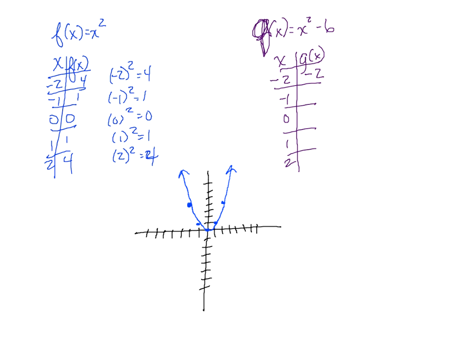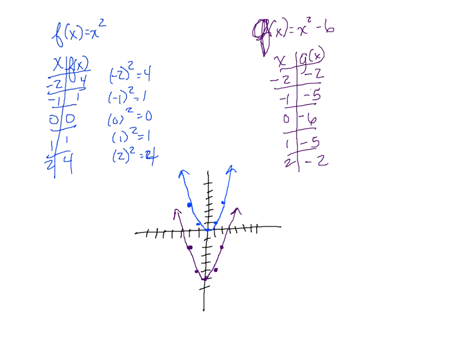I'll finish this off for you, and if you don't have any other questions, we'll be done. So -1 squared is 1. 1 minus 6 is -5. 0 squared is 0. 0 minus 6 is -6. 1 squared, 1 minus 6 is -5. 2 squared is 4. 4 minus 6 is -2. So we have (-2, -2), (-1, -5), (0, -6), (1, -5), and (2, -2).